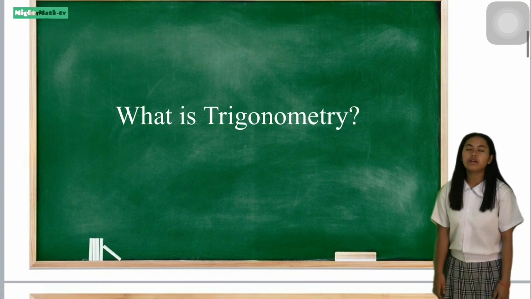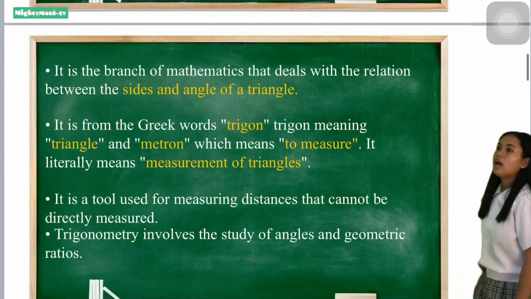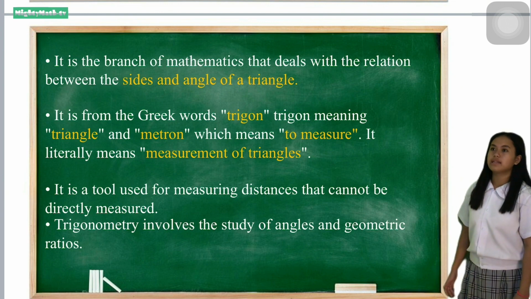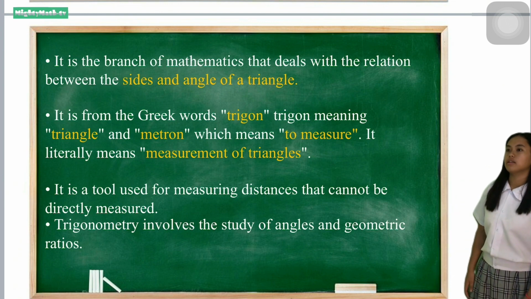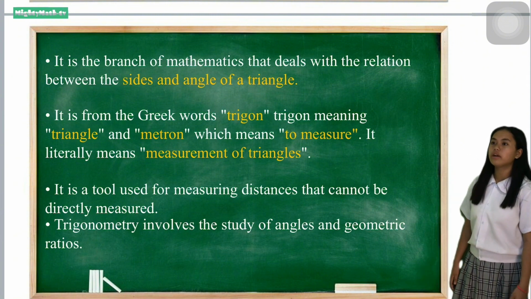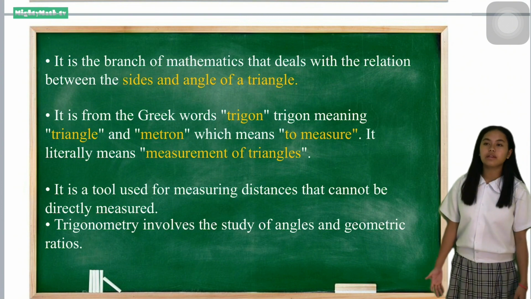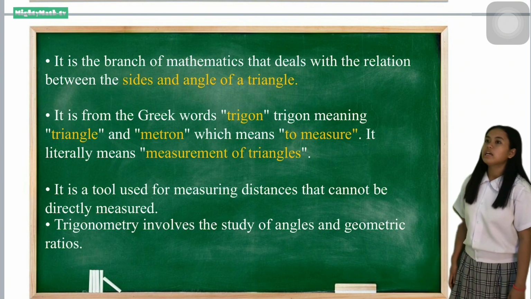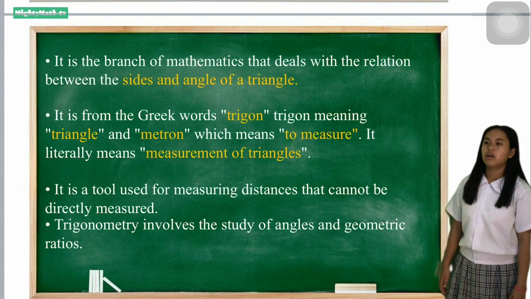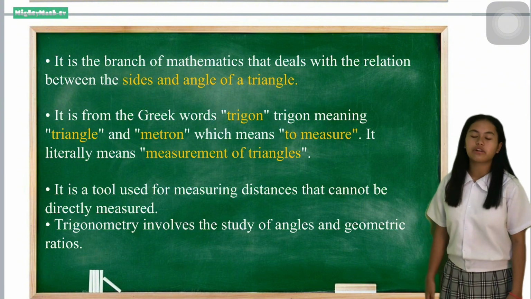But first, let's take a quick review of what trigonometry is. First, it is the branch of mathematics that deals with the relation between the sides and angles of a triangle. Second, it is from the Greek words trigon, meaning triangle, and metron, which means to measure. It literally means measurement of triangles. Third, it is a tool used for measuring distances that cannot be directly measured. Fourth, trigonometry involves the study of angles and geometric ratios.